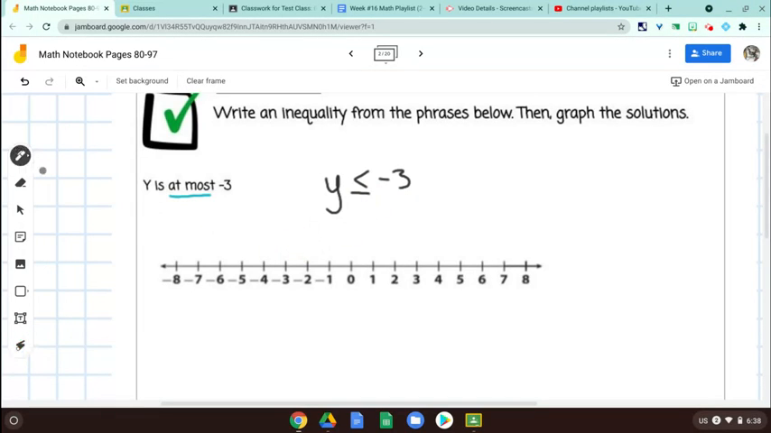So now what I'm going to do is find -3 on the number line. There's -3. Now, y could also equal -3, so it's going to be a closed dot. So y is less than or equal to -3. I'm going to graph to the left, and I'm going to make a little arrow indicating that this line is going to go on forever, because y could be any number equal to or less than -3. Keep going forever and ever. So there we go. That's our first example. Let's move down to the next one.